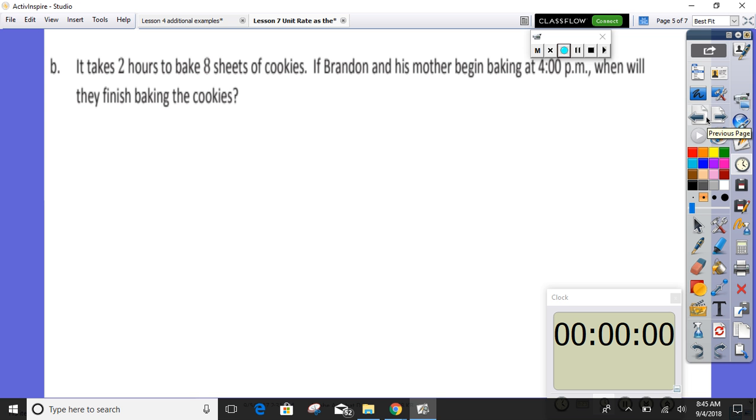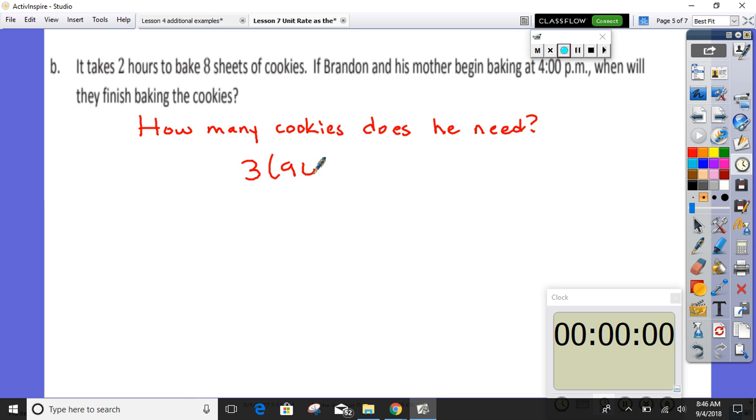Okay, so we need to know how many cookies he needs. So you have to use a different unit rate of 3 cookies per person times 96 people gives us 288 cookies. Okay? Then you need to figure out how many cookies you'll have with 8 sheets of cookies. So how many cookies would you have? 144. 144. So 8 sheets of cookies.